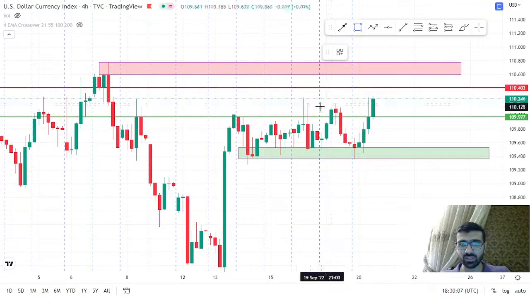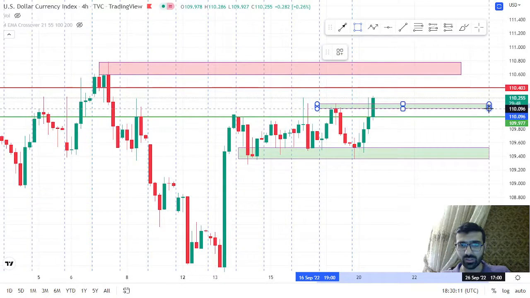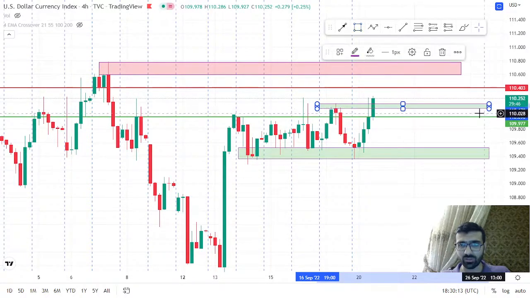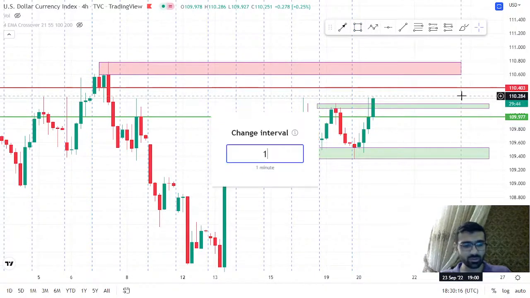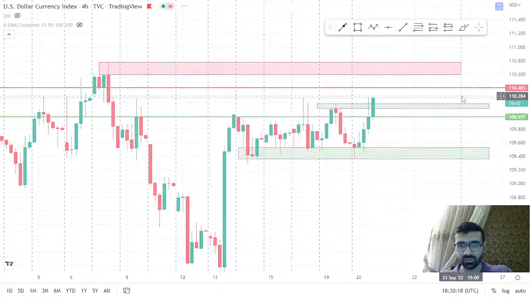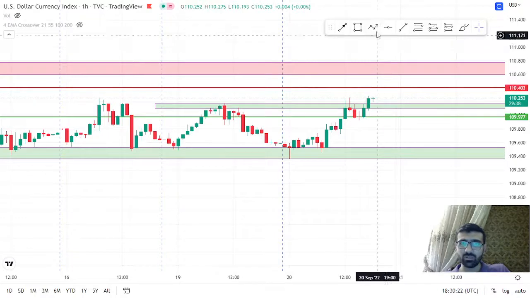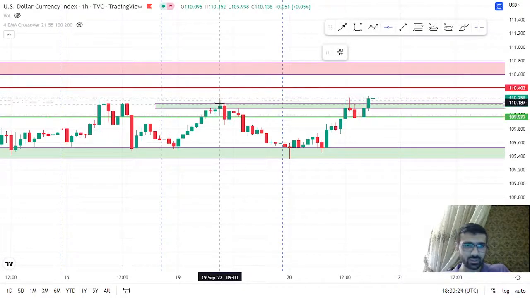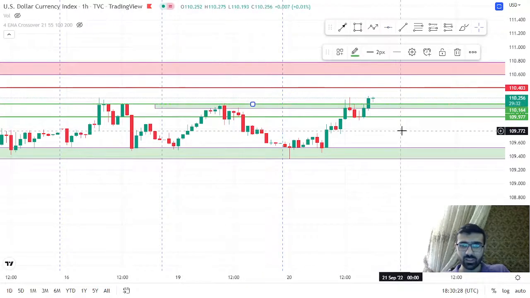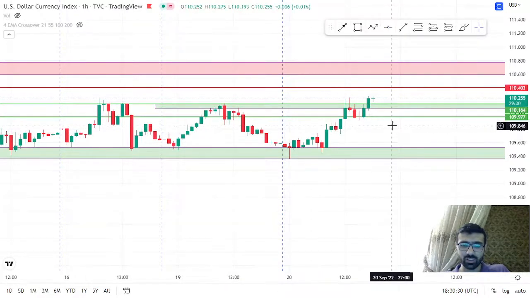and let me also mark another short-term support area, which will be this. Okay, so now let us move to the 1 hour chart, and let us see what is going to happen. Now let me also mark another area of support, which will be this area. Okay, so now how are we going to trade tomorrow?